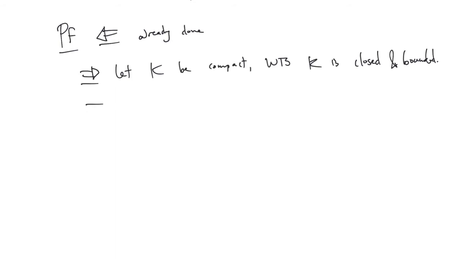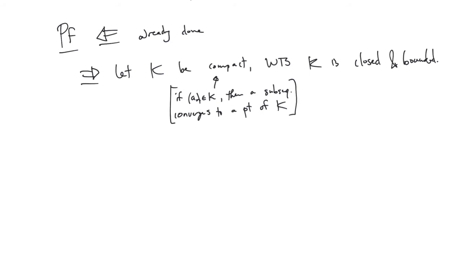Remember what compact means? I will just remind ourselves. Compact here means that if a_n is in K, if you have a sequence in K, then a subsequence converges to a point of K, right? This is what we're going to use when we use the fact that K is compact. It means you have a sequence in K, then some subsequence converges to another point of K. Okay, let's do bounded first.